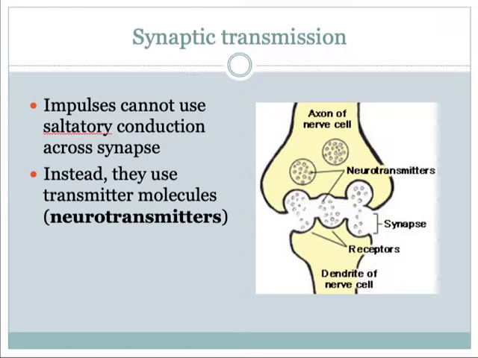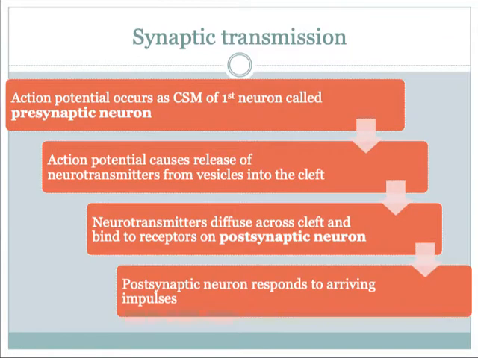So this is an outline of the sequence of events that occurs. First, an action potential occurs at the cell surface membrane of the first neuron, or the presynaptic neuron. The action potential causes the release of molecules of transmitter substance into the cleft. The molecules of transmitter substance diffuse across the cleft and bind temporarily to receptors on the postsynaptic neuron. The postsynaptic neuron responds to all the impulses arriving at any one time by depolarizing. If the overall depolarization is above its threshold, then it will send that impulse.